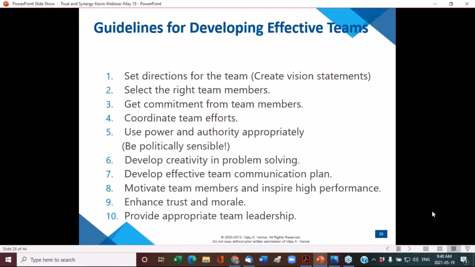These are the guidelines for developing effective teams. Set directions for the team, select the right team members, means have heads with brains. That's very, very important. Get commitment from team members, coordinate their efforts, use power and authority appropriately. I mean, don't really think that because you have a higher positional power, then you can use your authority. No, I think that's not a good idea at all.